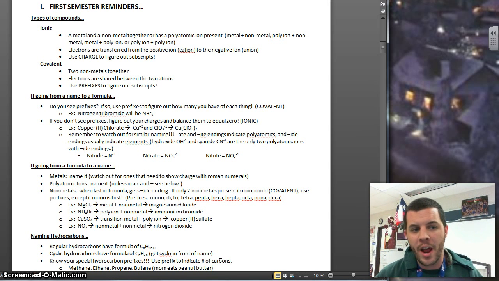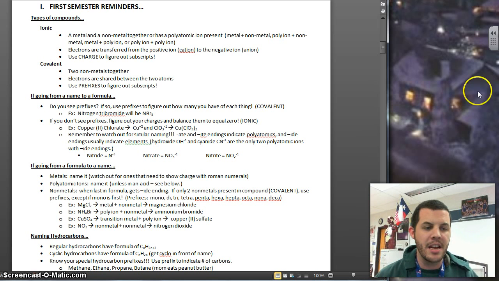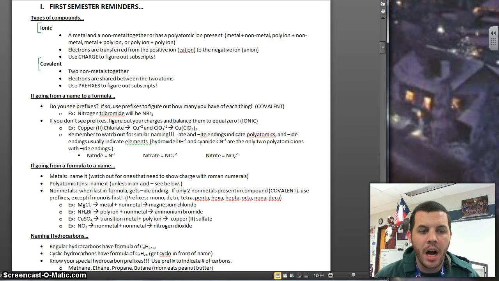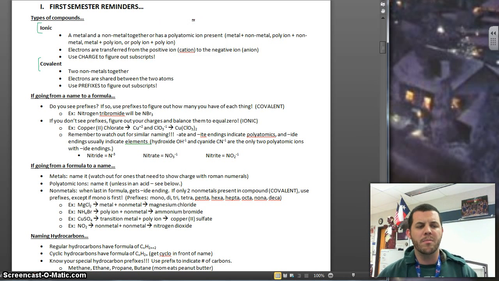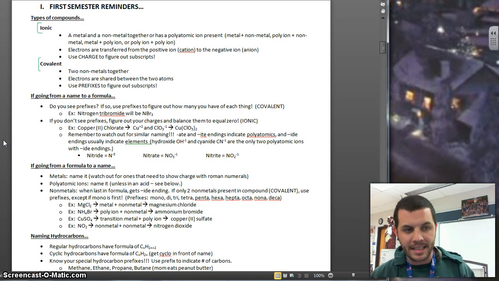In order for us to do everything that we have to do this semester, we have to make sure that we remember these very important things. Number one, we must remember the difference between ionic versus covalent compounds. Ionics, of course, are a metal and a non-metal, and covalent compounds are going to be two or more non-metals. You have to remember how to name things. If you don't remember how to name things, go back and take a look at that. That's going to be extremely important.